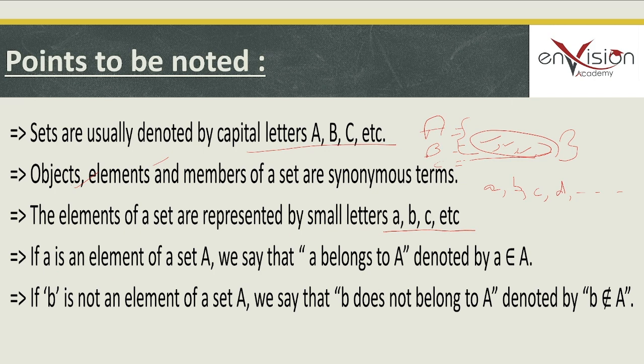And one important thing: if a is any element of the set A, we say a belongs to A. There is a symbol to show that a belongs to A, meaning whether an element belongs to that set or not. So we use this symbol, belongs to: a belongs to capital set A. If an element belongs to the set, we represent it using the symbol belongs to, and if it doesn't belong to, then we use the symbol doesn't belong to.